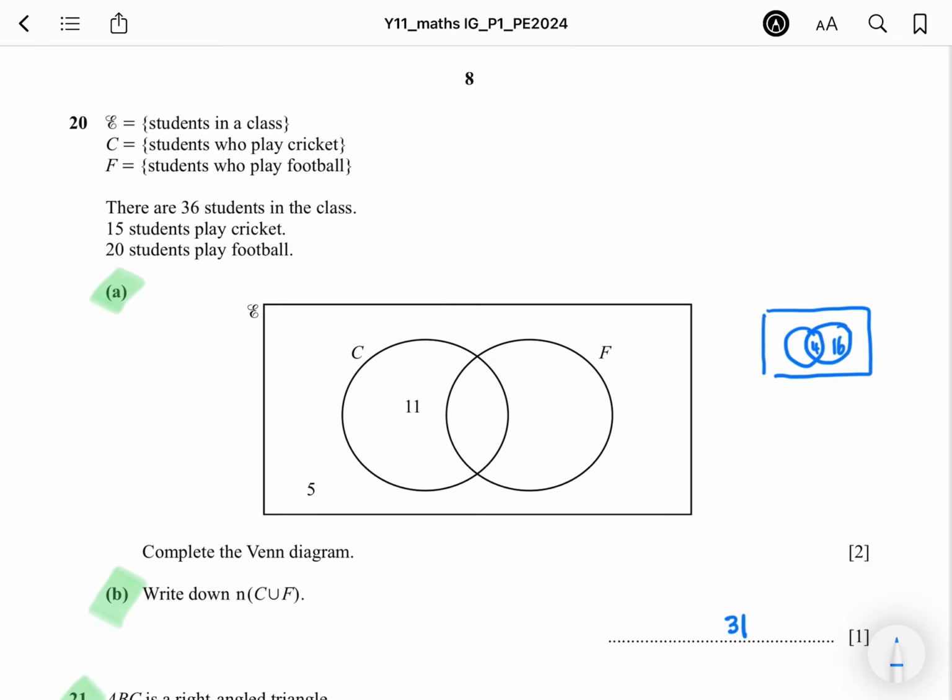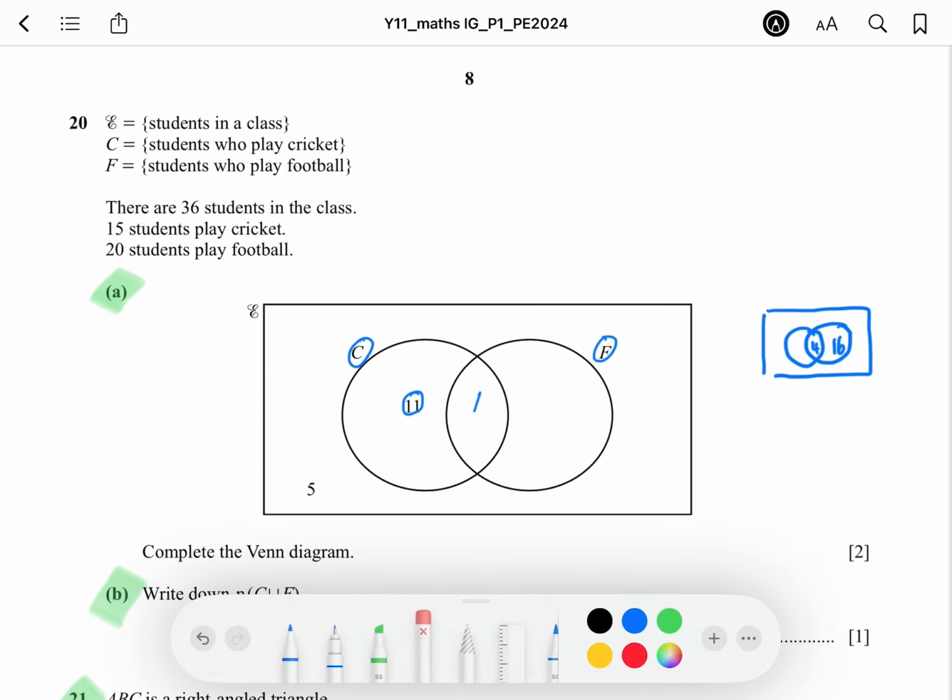So Venn diagram, what you need to put down is like here's this one. That means there are five students which is not in cricket and football. So 11 students that is in cricket but not in football. Okay, so these are what the numbers mean.